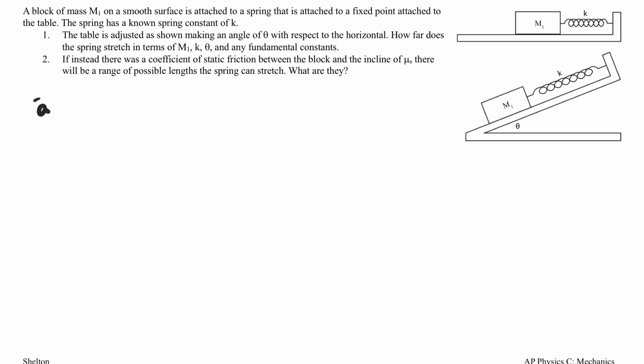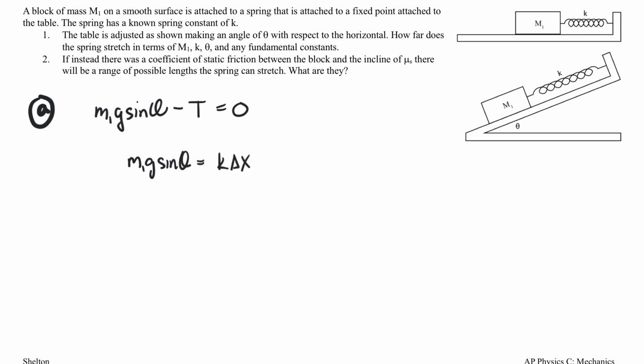So without the friction, I got awful puffy. There you go. I'm going to assume the net force is 0 when it's at equilibrium, and there's no friction, so there's only two forces acting along the ramp. That'll be m1 g sine theta minus the tension in the spring, and that's going to equal 0. So m1 g sine theta will equal k delta x.